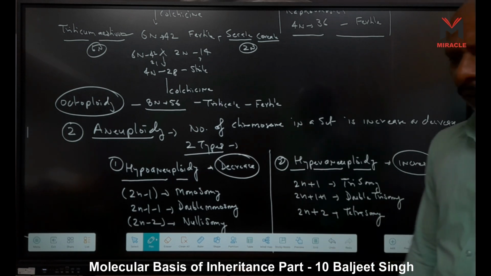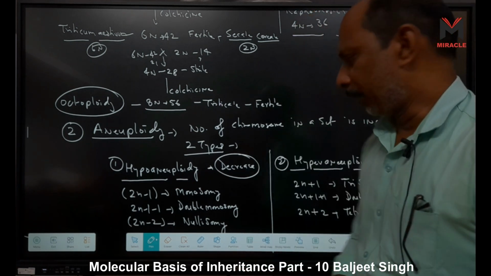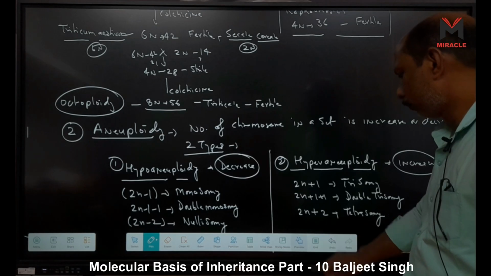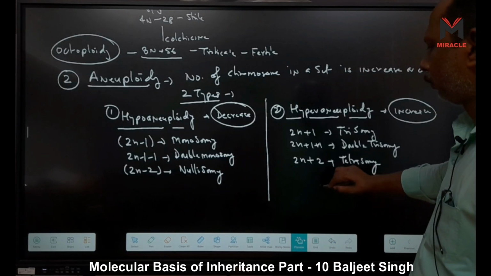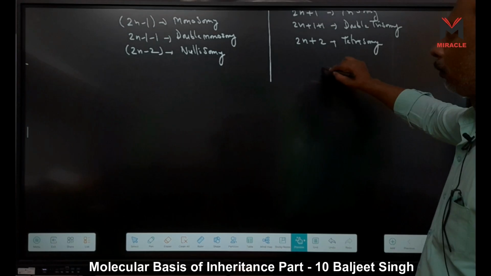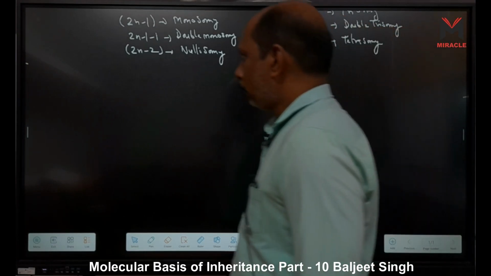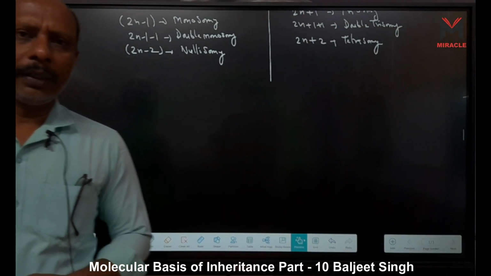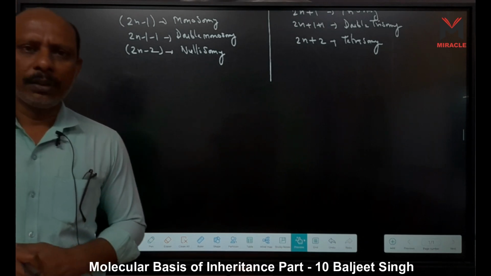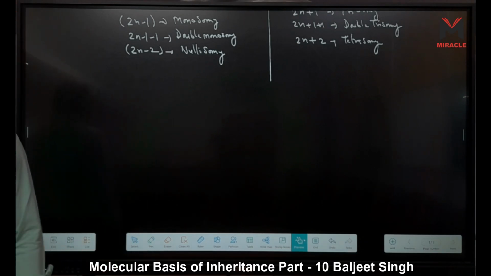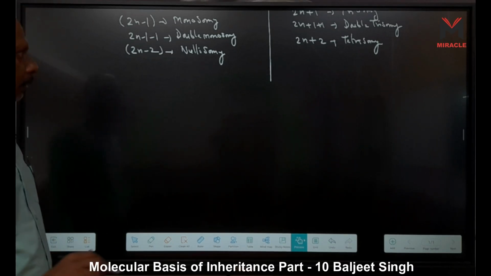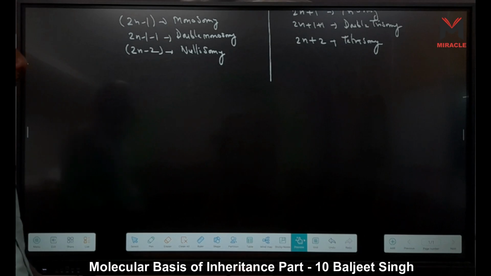Now, second point is chromosomal aberration. Chromosomal aberration means what? If the structure of chromosome is disturbed or altered, then it is called chromosomal aberration. We can say change in the structure of chromosomes.